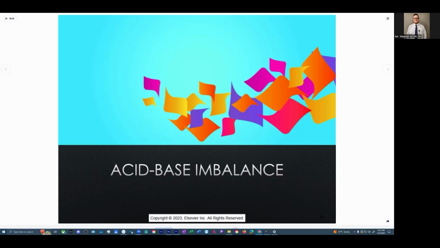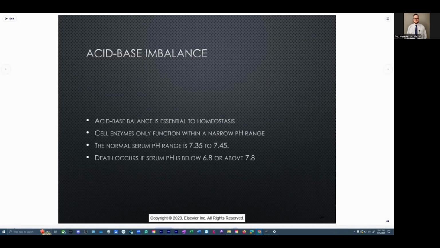So to finish this long chapter two off, chapter two is acid, base, and balances. So what is acid? What is base? Let's talk about that. Acid base balance is super essential to homeostasis. It's in the word balance.